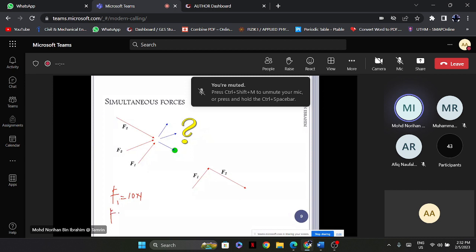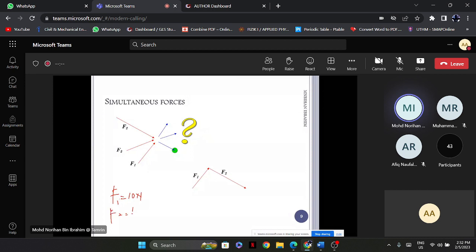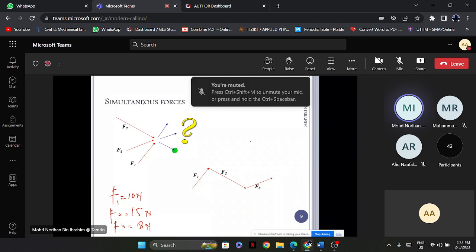F2, let's say F2 is equal to 15 Newton, and F3 is equal to 8 Newton force, which is applied to this particle. And it is applied simultaneously to that kind of object or physical body, whatever it is.